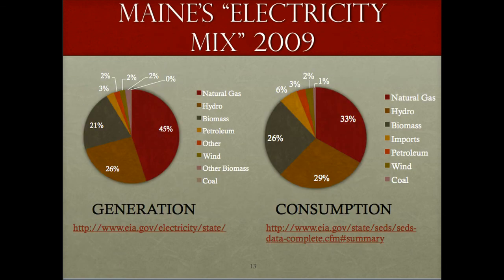However, generation and consumption profiles can be different for the same region. The graph on the left shows the major sources of electricity generation in Maine, and the graph on the right shows the major sources of electricity consumption. These profiles differ slightly because some electricity is imported and exported from and to New England and Canada.